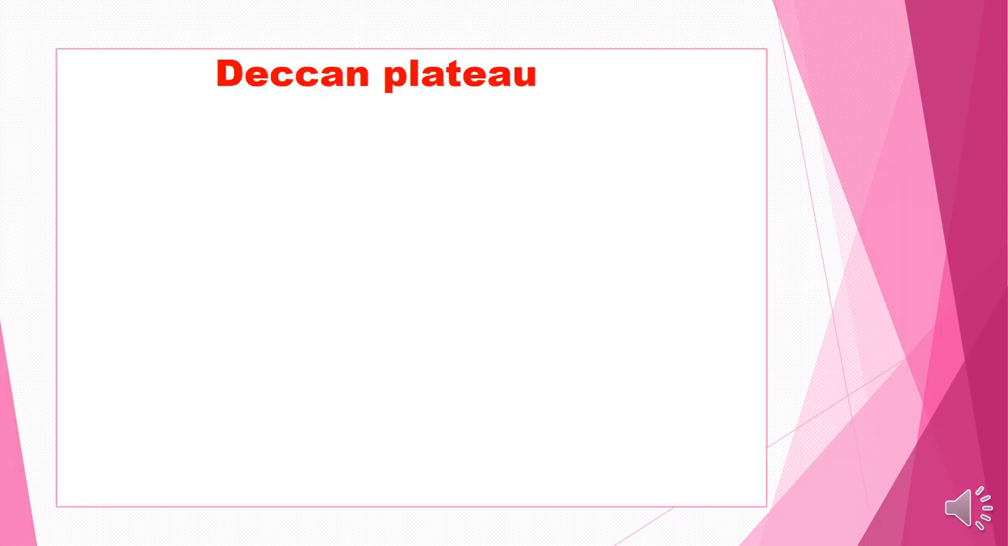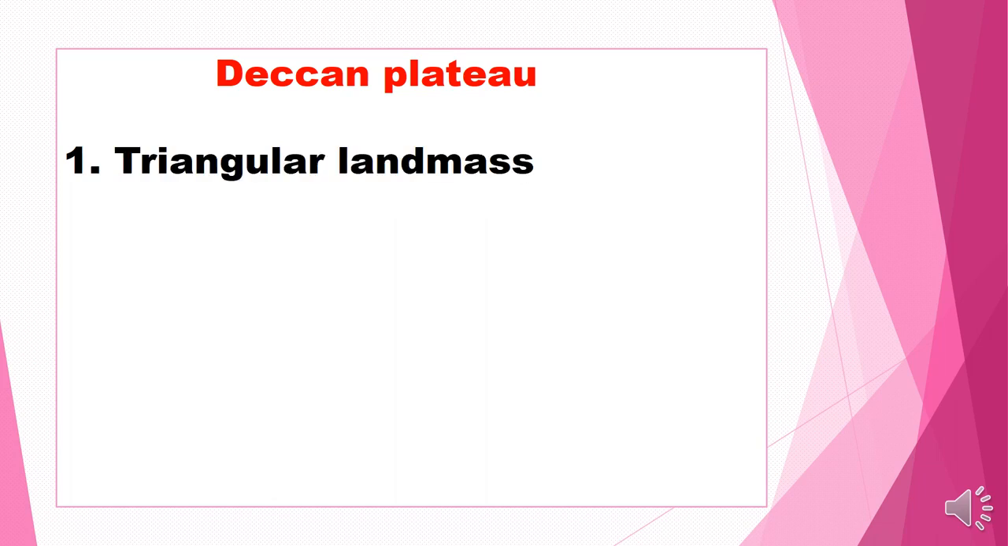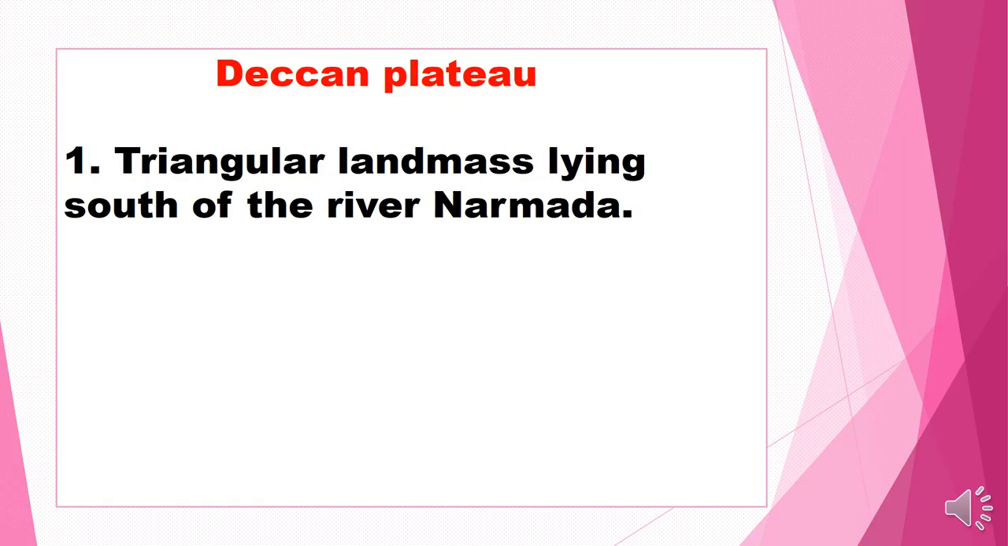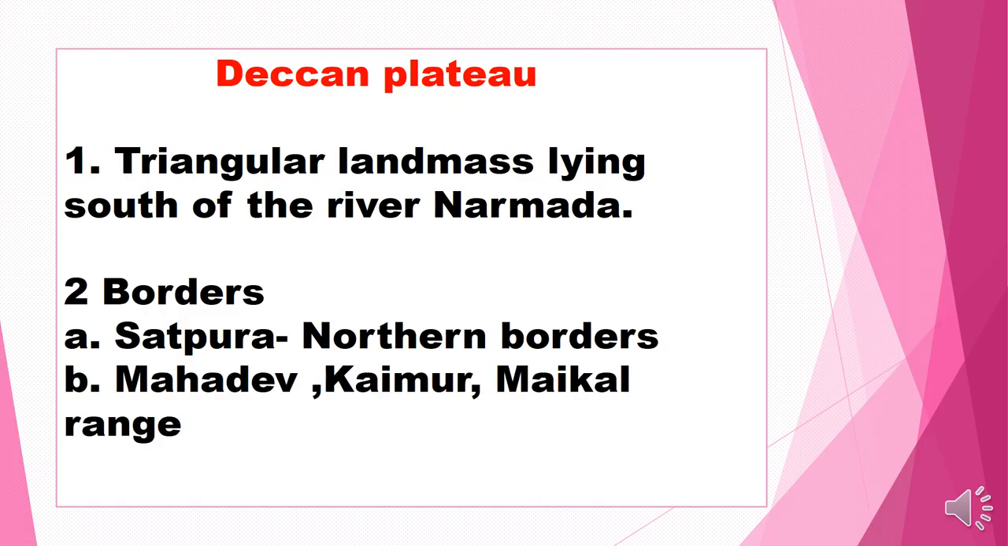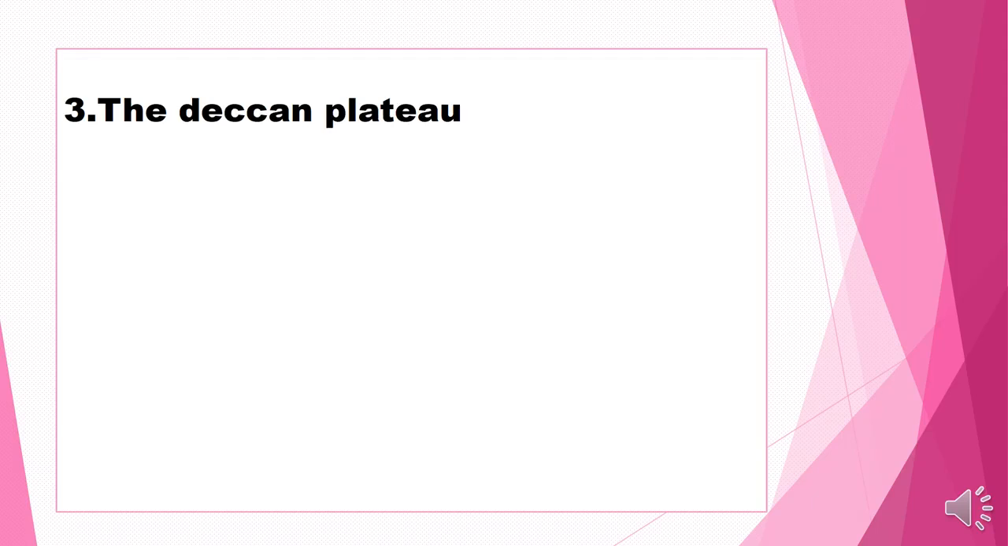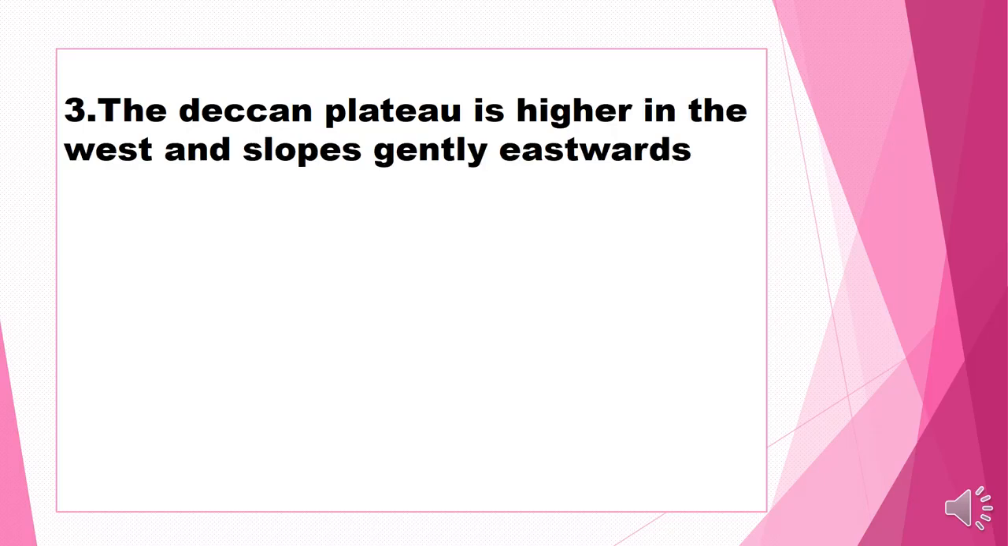So all this area is called the Central Highland. The next is the Deccan Plateau, a triangular landmass lying south of the Narmada river. The Satpura range is found on its northern border, and on the eastern border the Mahadev, Kaimur, and Mekal ranges are found. The Deccan Plateau is higher in the west and slopes gently eastward.